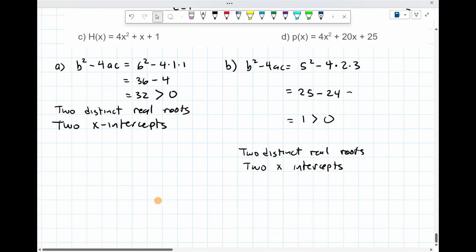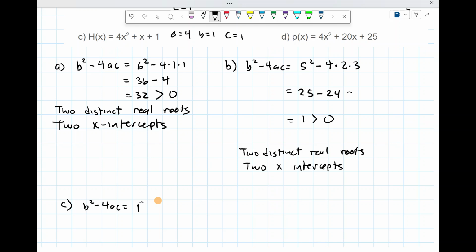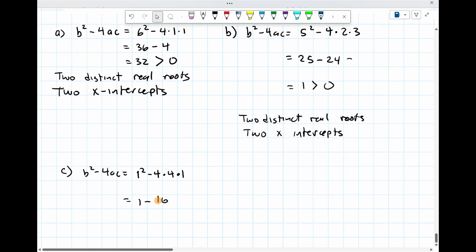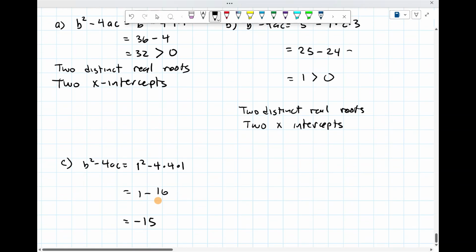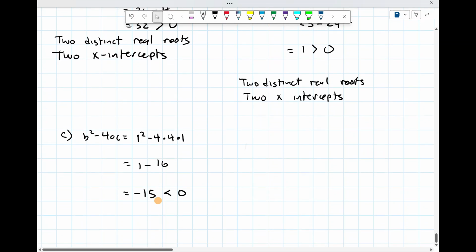All right, let's do C, and for C and D we will actually solve and find the roots, but let's start. Notice that A is equal to 4, B is equal to 1, C is equal to 1 in part C. So b squared minus 4ac is equal to 1 squared minus 4 times 4 times 1. So this is equal to 1 minus 16, which is negative 15, which is less than 0.